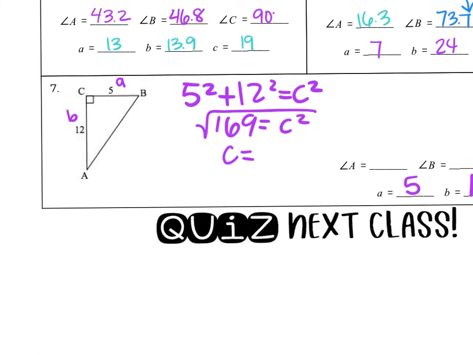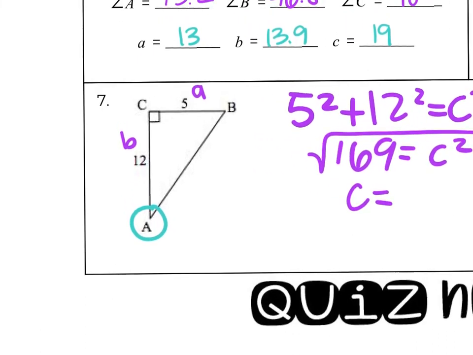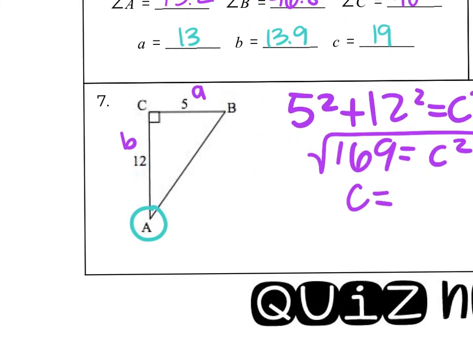You can pick either angle. Which one can I not pick, though? Don't pick C because I already have it, okay? We want to do one we don't know. So I'll pick A. I think a lot of people pick that. So then you label, what would I label 5?